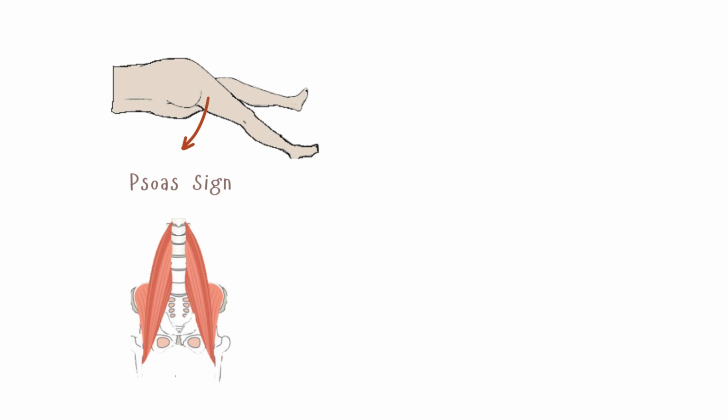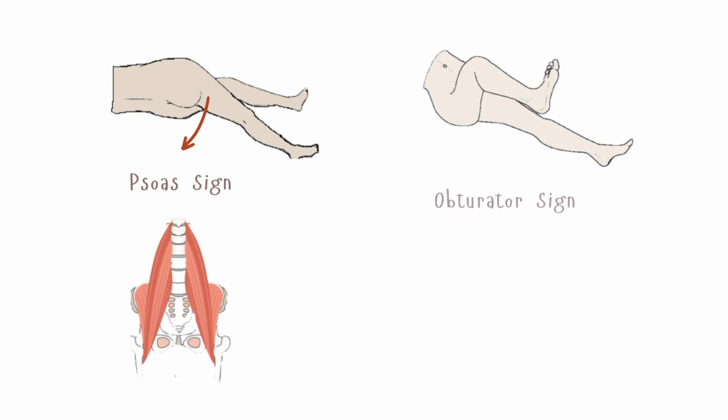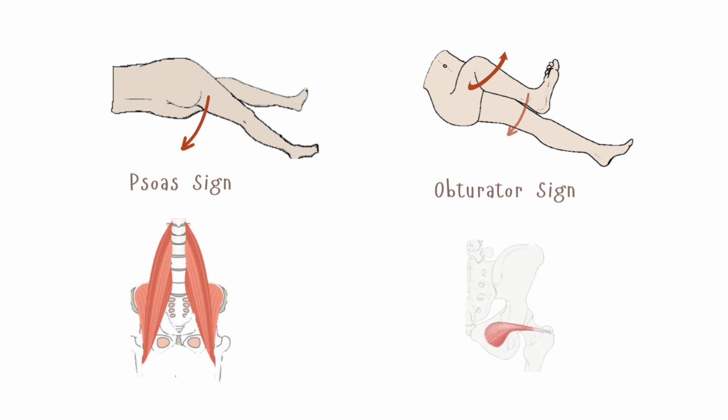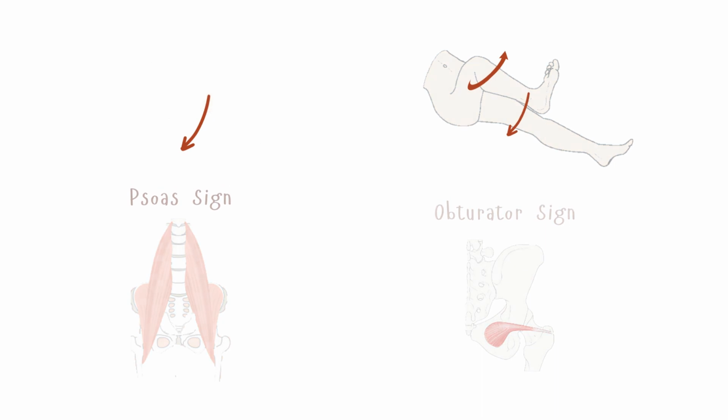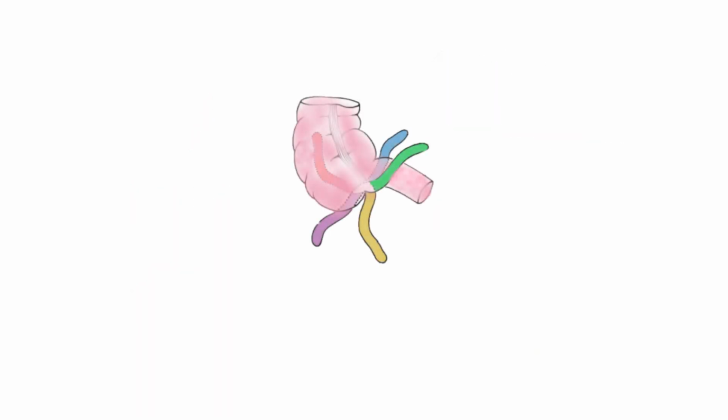Another sign is the obturator sign. Now the obturator test is demonstrated when the hip is flexed and internally rotated, which may cause pain in the hypogastrium. It is due to the spasm of the obturator internus muscle. Now with the position of the appendix, there are some special symptoms to keep in mind.